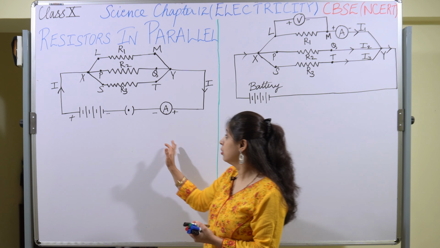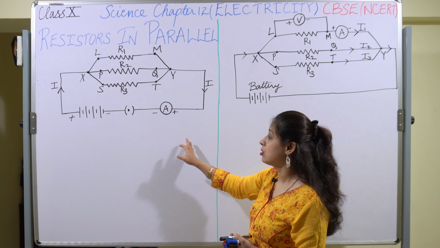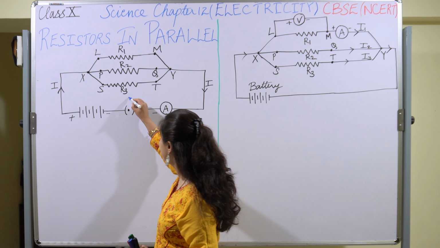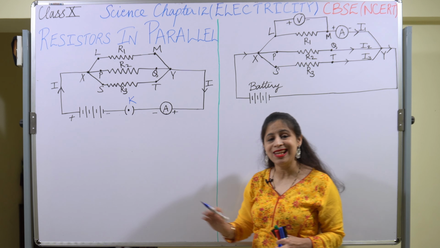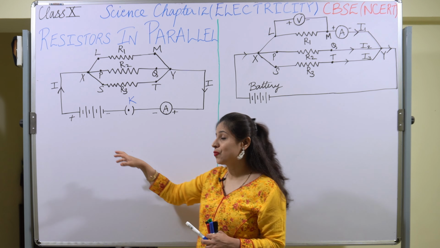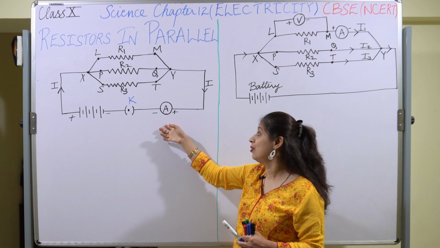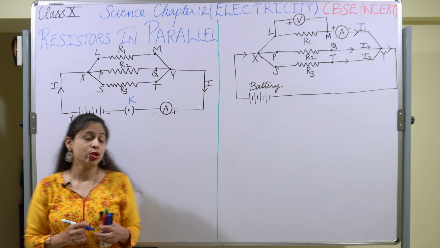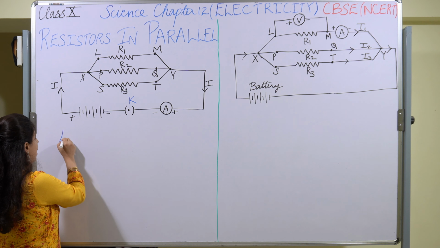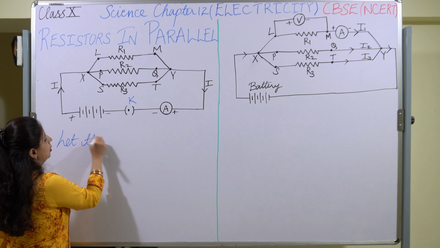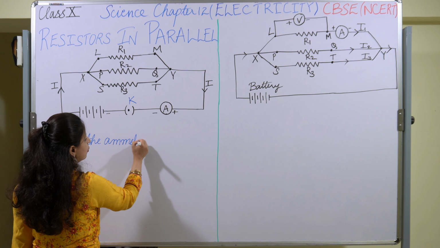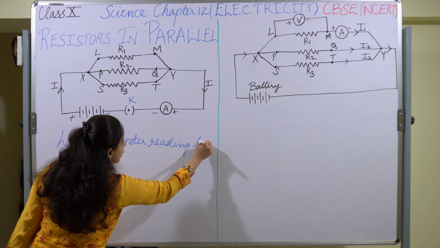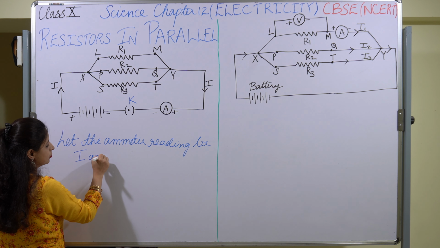Okay, so here first of all a connection is made, a battery is placed over here, and the key is switched on. As soon as the key is switched on, the current starts flowing in the circuit and the ammeter reading is noted down. So let the ammeter reading be I amperes.